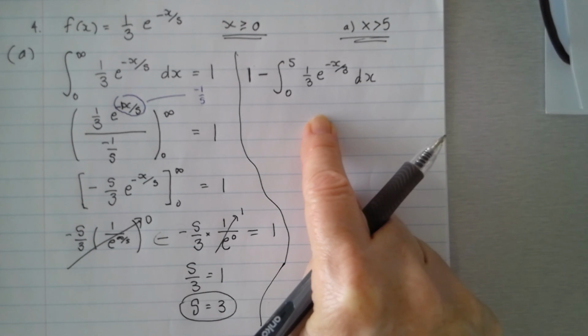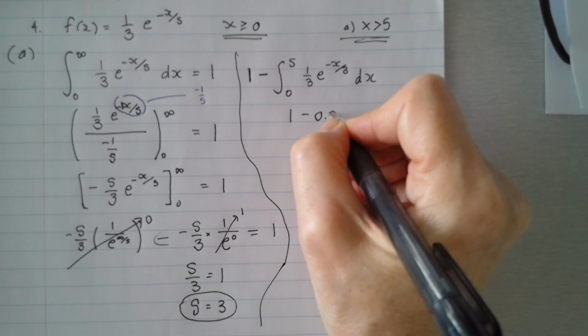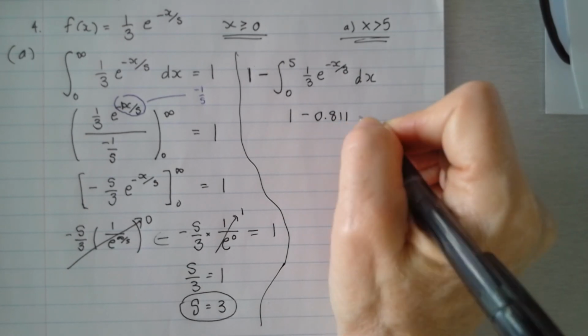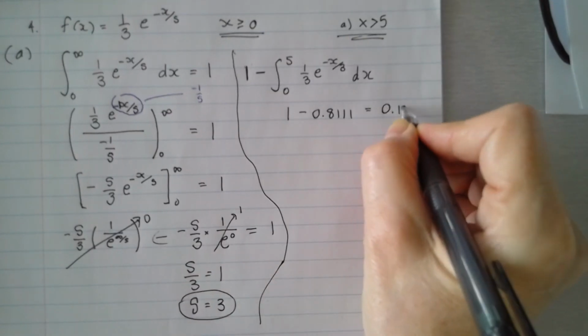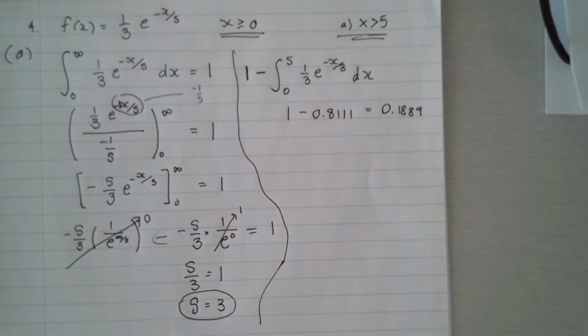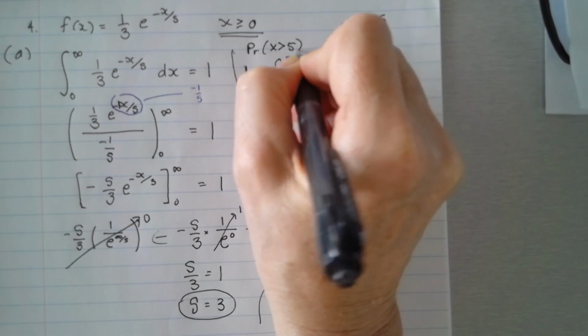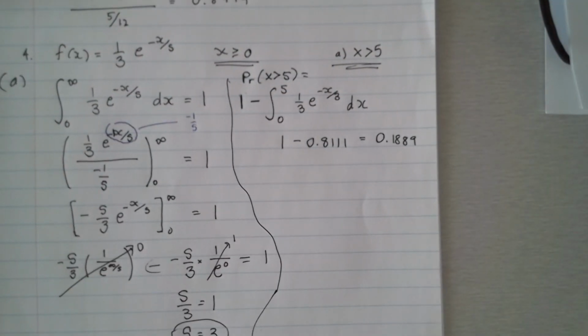You get 1 minus 0. McKeely, is it 8? 8.111. Something like that? Yeah. And so it turns out to be 0.1889 for the answer. This is the probability that x is bigger than 5 equals. I better stop.